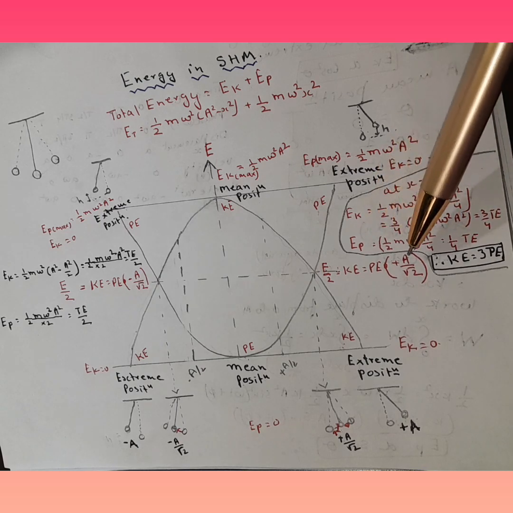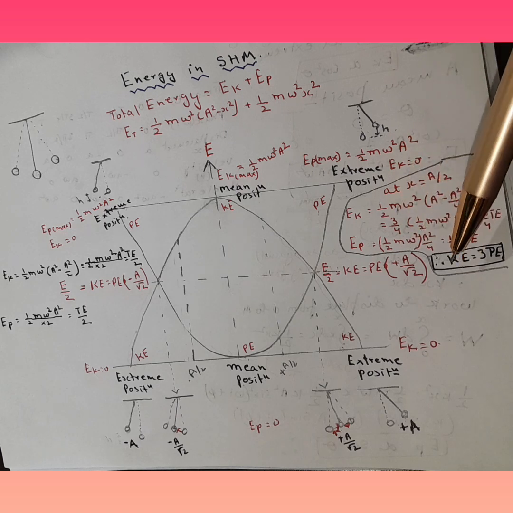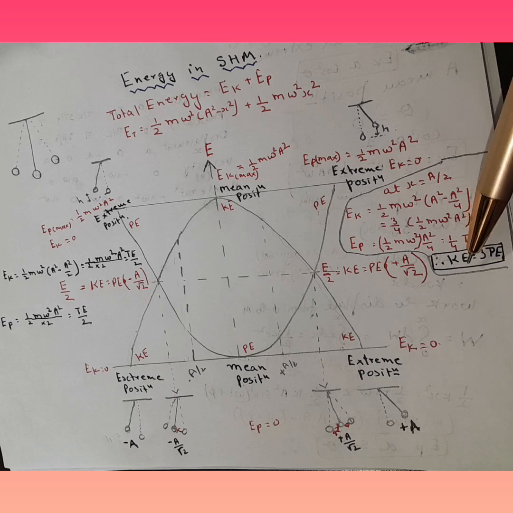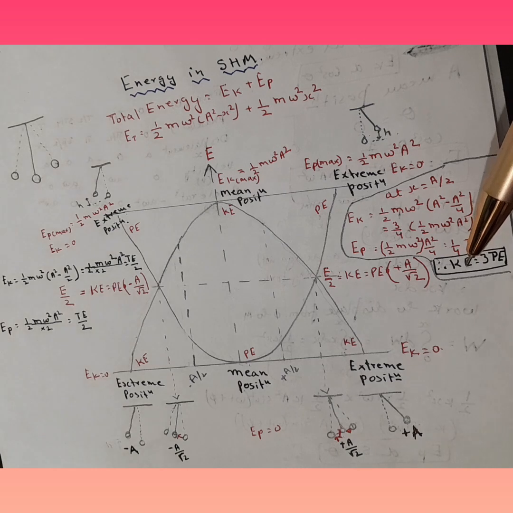So when we compare these two, what we find is kinetic energy is equal to thrice that of potential energy at a distance of half the amplitude. This suggests that it is 25% potential energy and 75% kinetic energy.